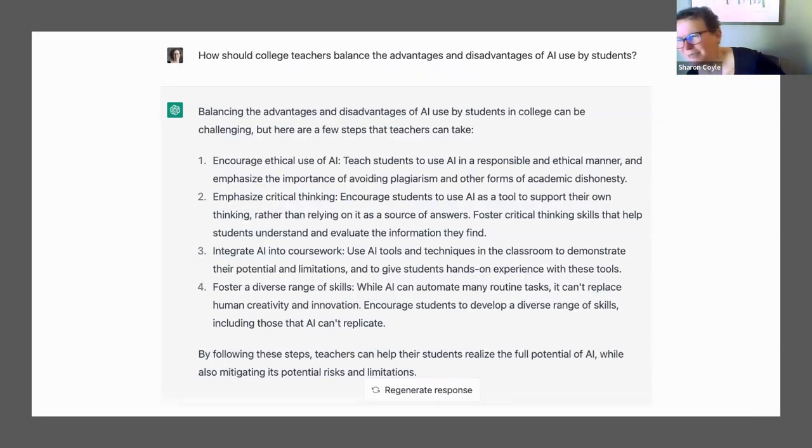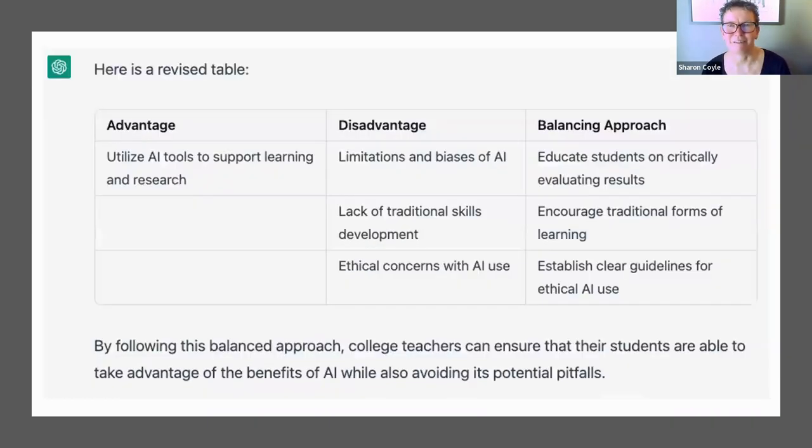So I asked ChatGPT, overall, how can teachers balance the advantages and disadvantages of AI used by students? And it gave me kind of a nice sum up. I mean, encourage ethical use, critical thinking, integrate it into your coursework, foster a diverse range of skills that are not AI related. So I said, can you put this on a table for me? Because it's easier to see.